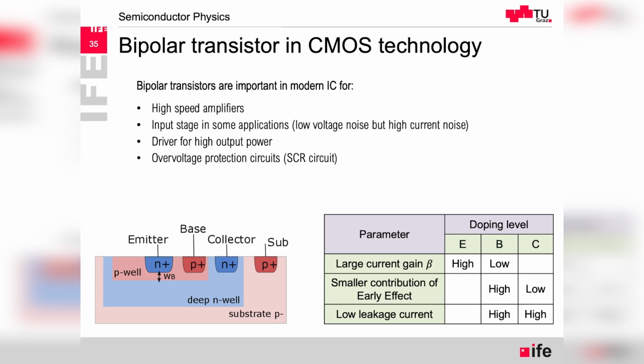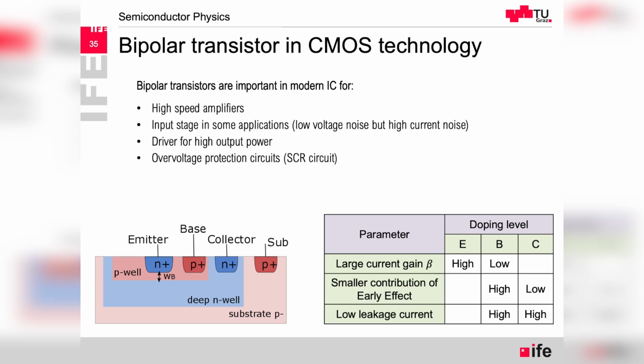I was referring to data sheets, thinking a little bit of the bipolar transistors that we have available as standard components. But there are also very important components in the integrated CMOS technologies. And here are some examples where we might want to use them.